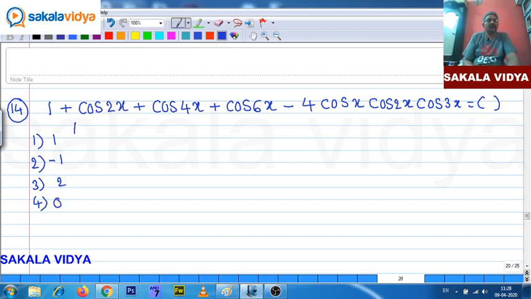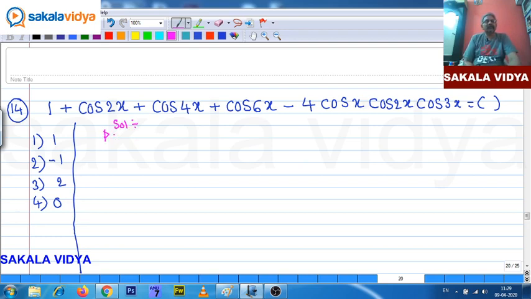Okay. So, day after tomorrow I will start second year chapters in the morning session. Okay. So, now 1 plus cos 2x plus cos 4x plus cos 6x minus 4 cos x cos 2x cos 3x. See, so you can take like this, cos 4x plus cos 2x and 1 plus cos 6x. If you simplify, you will be getting in terms of cos x cos 2x cos 3x and we shall solve the problem.